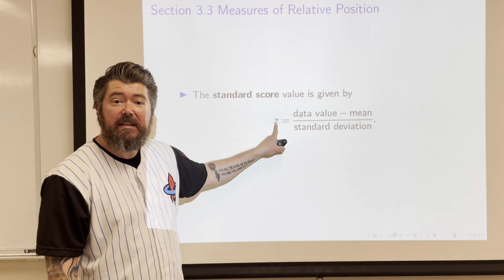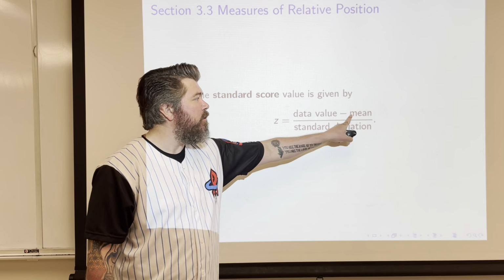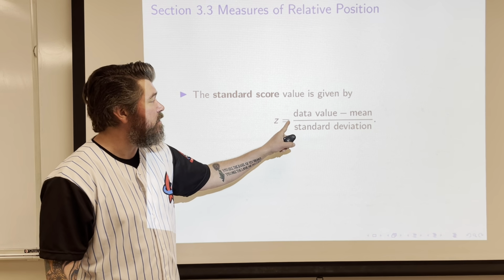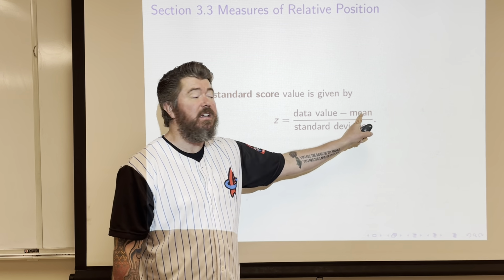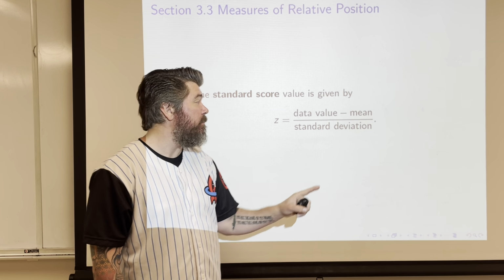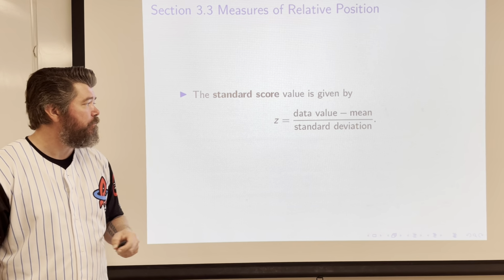We denote it by z, because we call it a z-score, and it's our data value minus our mean. Remember that in our last section using the empirical rule, this was our distance from the mean, right? We take our value minus our mean, and then we divide it by our standard deviation.